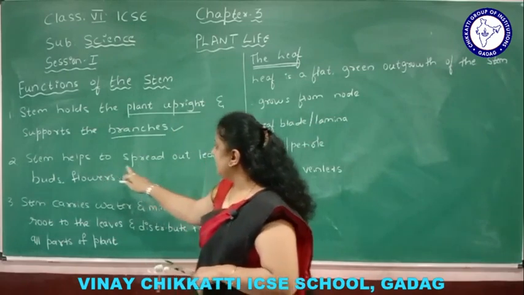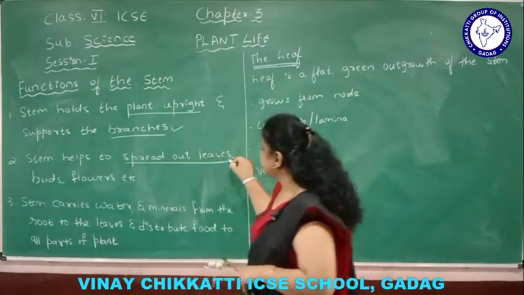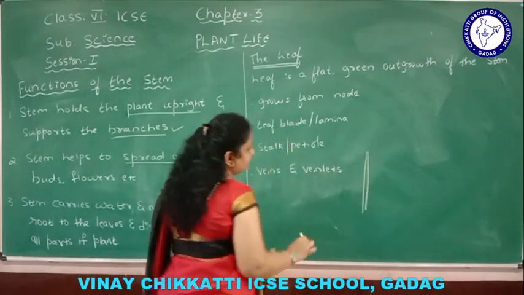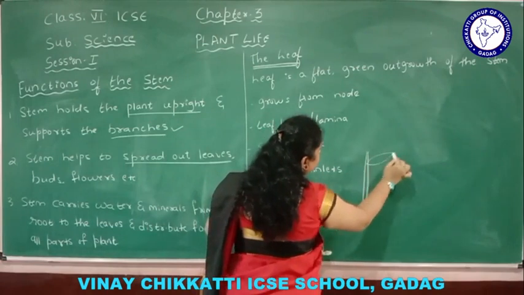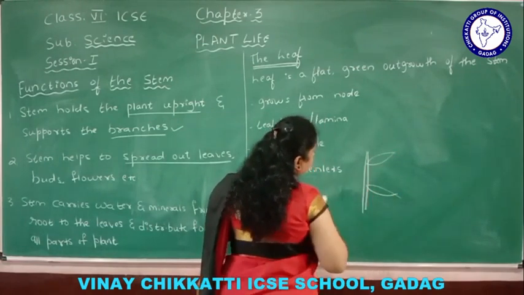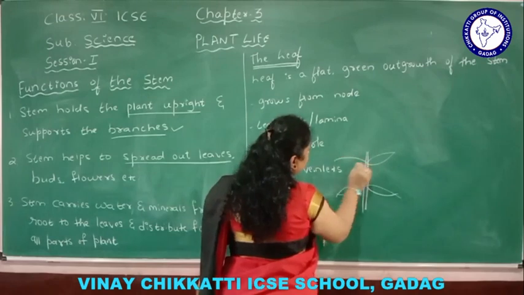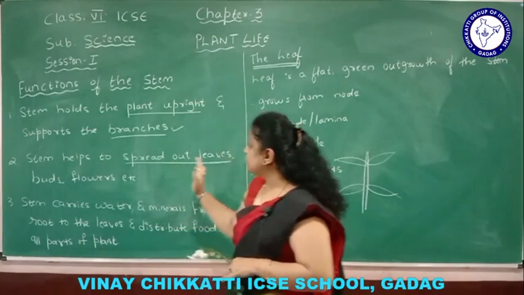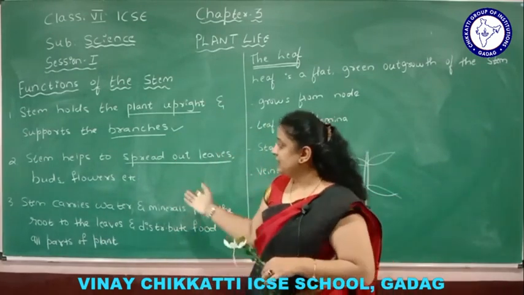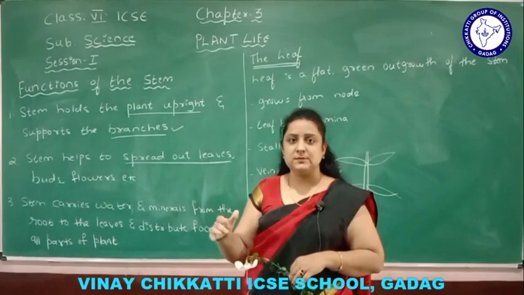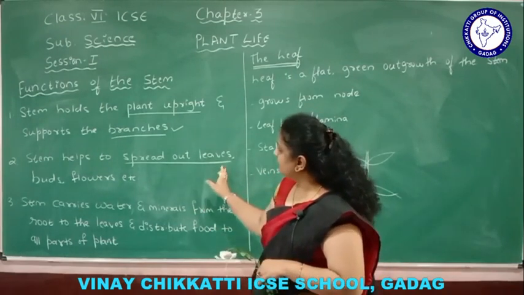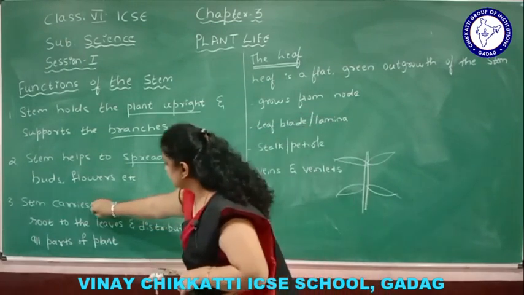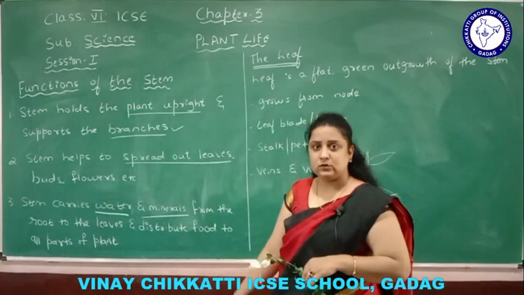Number 2, stem helps to spread out leaves. Now this is the stem. It helps to spread out its branches and gives rise to leaves. So many branches in the plant or in the trees, that is only because of the stem. It helps to spread out leaves, buds, flowers, etc. Some plants are herbs, shrubs and trees that are all supported only because of the stem. Number 3, stem carries water and minerals. As we have seen the functions of root. What does the root do?